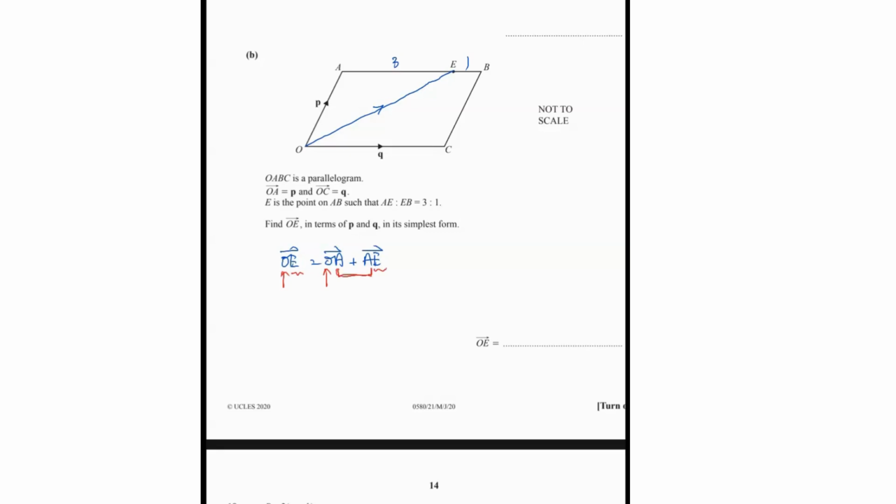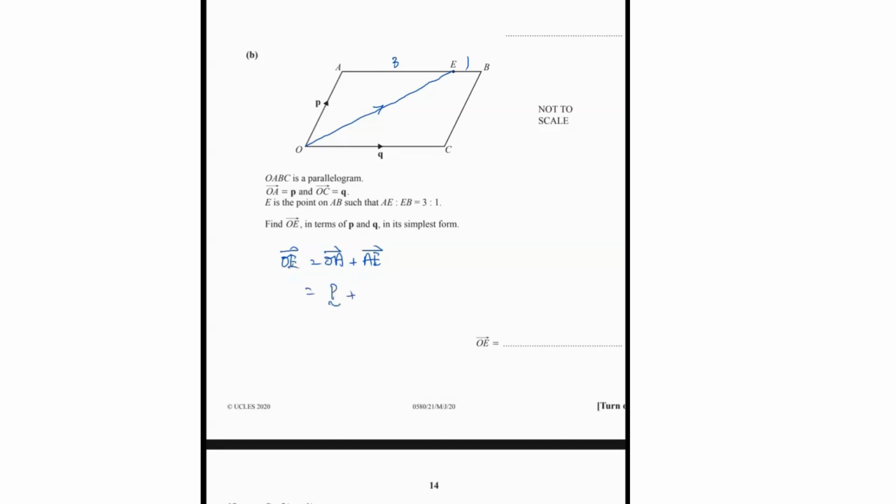Okay, and the analogy I always use is like you taking connecting flights. You want to go from Orlando to Estonia, for example. You need to pass through Argentina, whatever it is. So I have OA already. OA is just vector P.